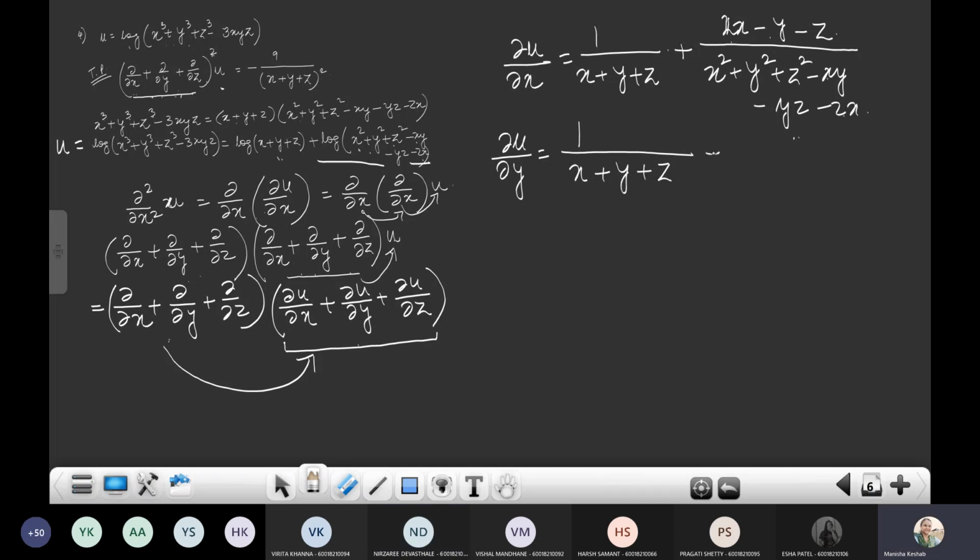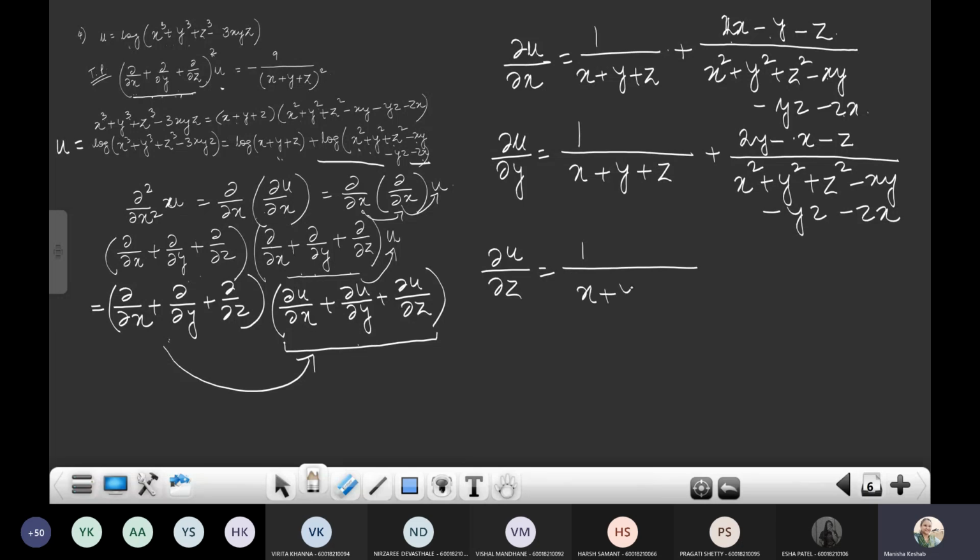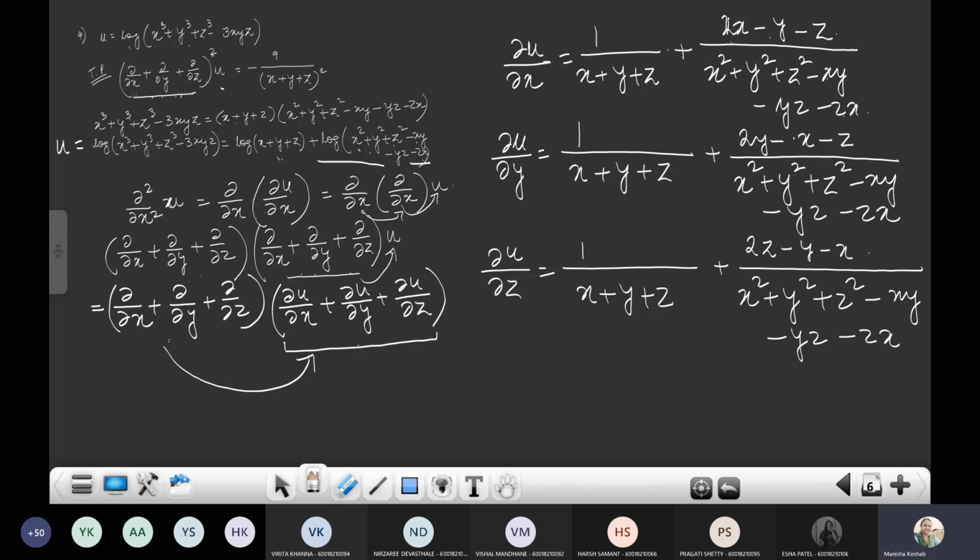So in the same way here also the denominator will be the same, x square plus y square plus z square minus xy minus yz minus zx. Now what will be in the numerator, only with respect to y, so that means 2y minus x minus z. And similarly, we will get del u del z will be 1 upon x plus y plus z plus the denominator is same, so x square plus y square plus z square minus xy minus yz minus zx, and here 2z minus y minus x will come. Now what we have to do, we need to add up all this.